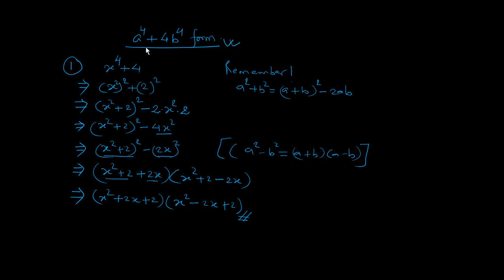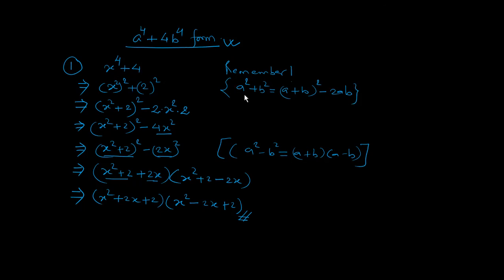x⁴ + 4 is given. We are discussing a problem of the a⁴ + 4b⁴ type, where you can express both numbers in square form. (x²)² is x⁴, and 2² is 4.